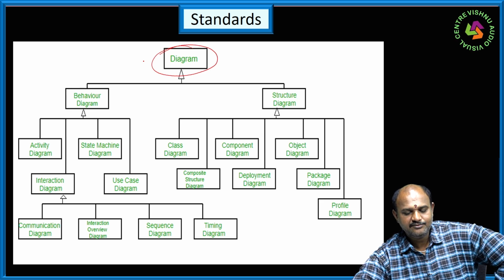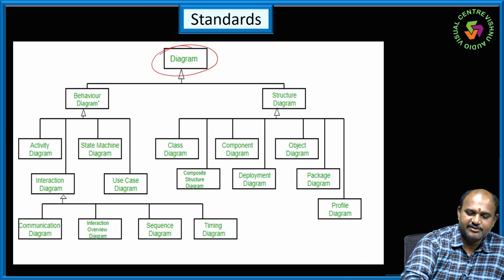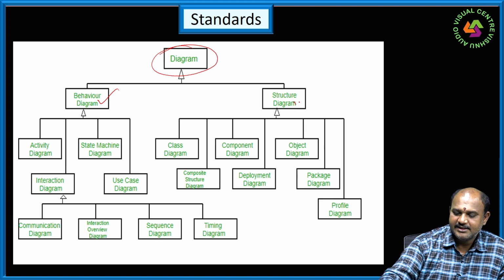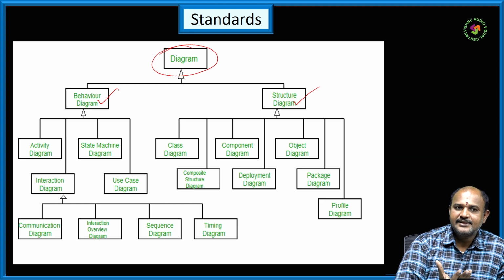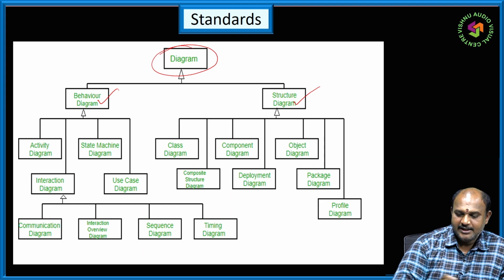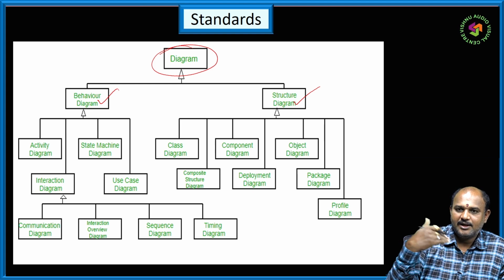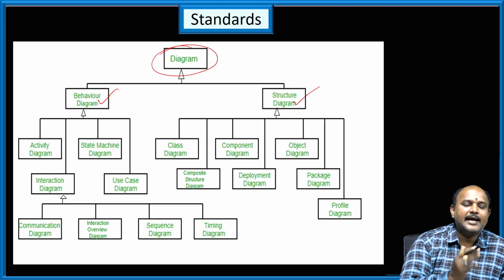This is the UML diagram. What are the different diagrams? There are two types of diagrams. The first one is the behavioral diagram, and the second one is the structural diagram. The behavioral diagram is a dynamic approach. The structural diagram is a static approach. Okay, so structural is static and behavioral is a dynamic approach.